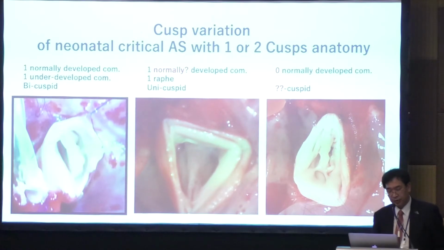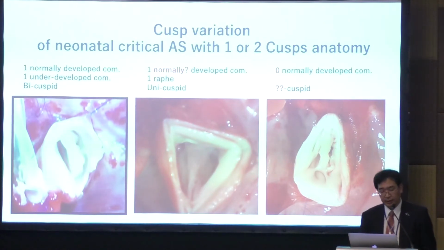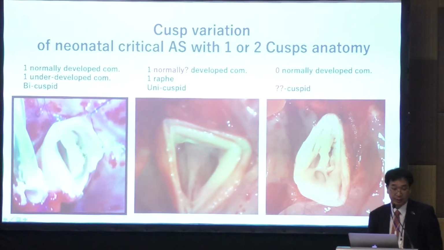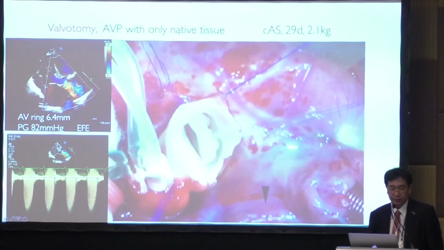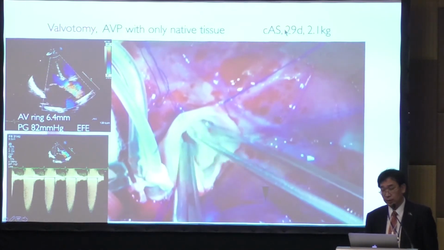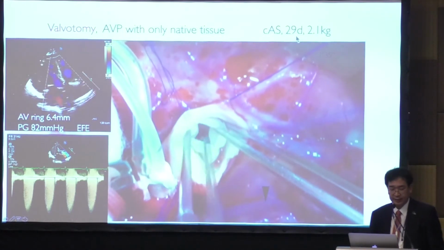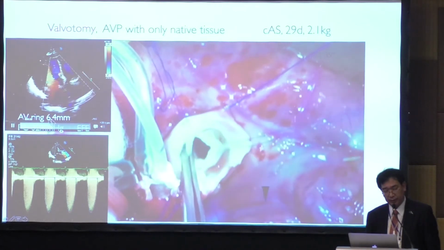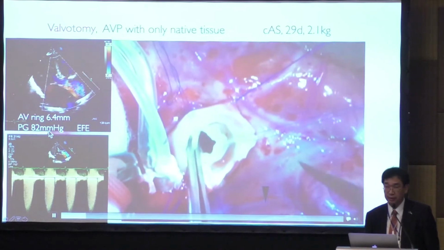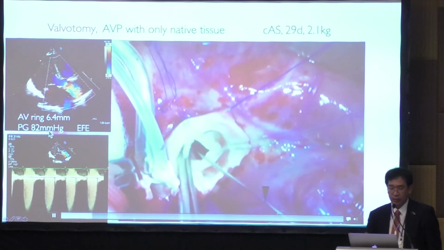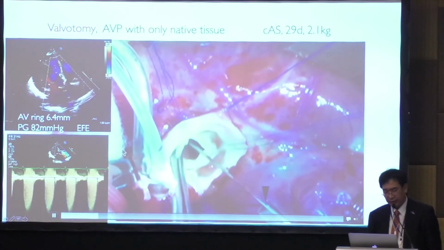Today, I show three types of the neonatal aortic valve. This one is bicuspid and rather good form. This one, yeah, 2.1 kilogram, 29 days, and the aortic valve ring is 6 millimeter or so, pressure gradient 80 by echo, like that. You can see this one.